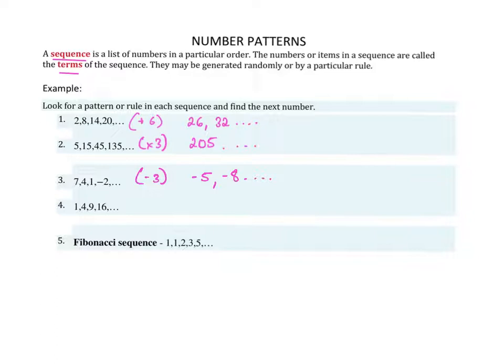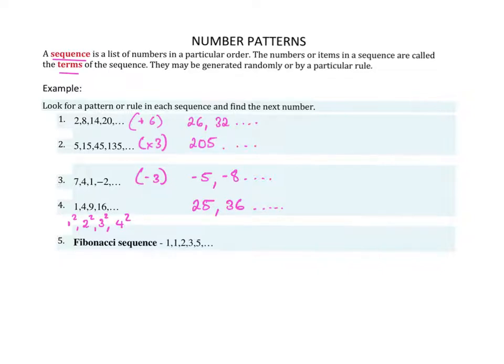And the number 4 there, 1, 4, 9, 16. Probably not as obvious as the others, but if you have a really close inspection, and people will come up with different rules for this, the way I would look at this is that that is 1 squared, 2 squared, 3 squared, 4 squared. So therefore, the next term would be 5 squared, which would be 25, and then 6 squared, which is 36, and so on.